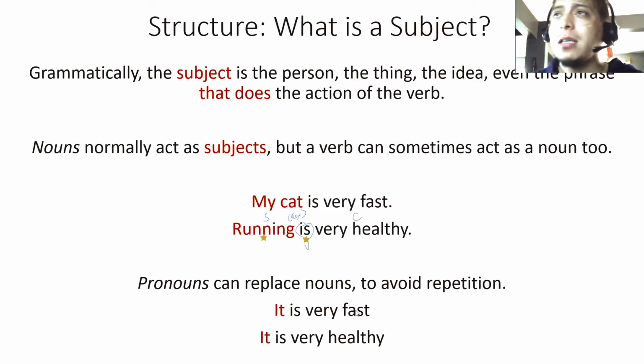In this case, my cat is the doer of being fast. My cat is the thing or the animal that is fast, is doing the action of being fast. And running is the subject, is the thing that is healthy. I am healthy. Cats are healthy. I don't know, like cabbage is healthy or running is healthy. Medicine is healthy. Running is healthy. Running is actually the subject of this sentence.